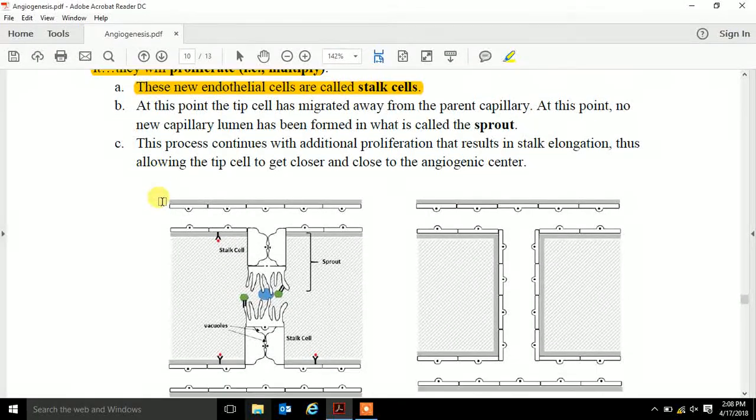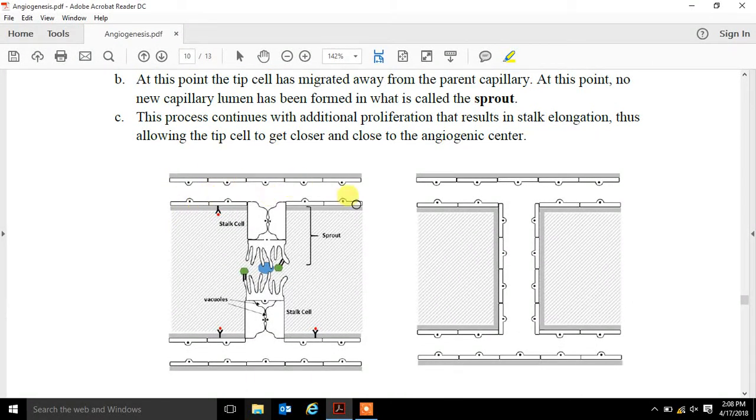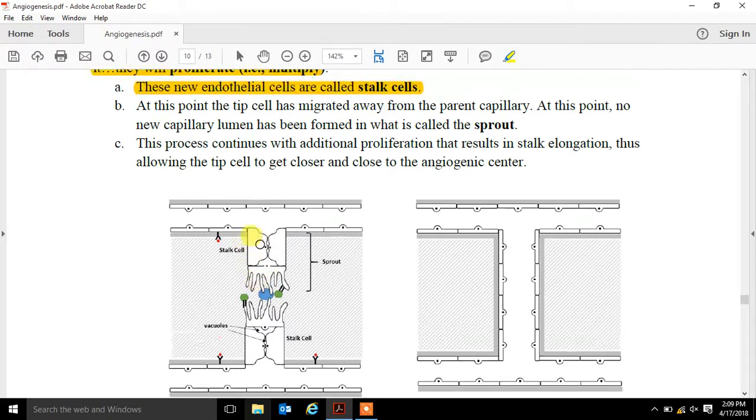So if we look down here at our image, I'll come back up in a second. Here's our capillary, our angiogenic center, our other capillary. The new stalk cells are developed. Our filopodia are working our way out. And at this point, we don't have a new capillary lumen, but what we have is called a sprout. We're getting this building of endothelial cells, the filopodia are reaching out, and we're getting this sprout.